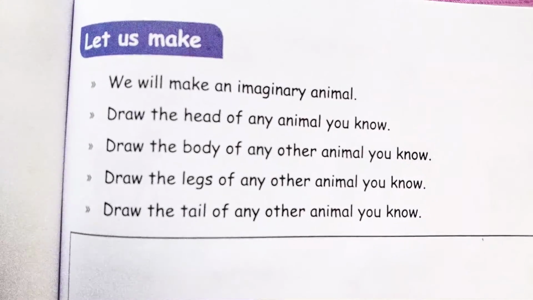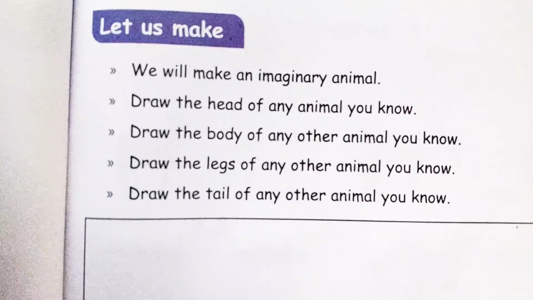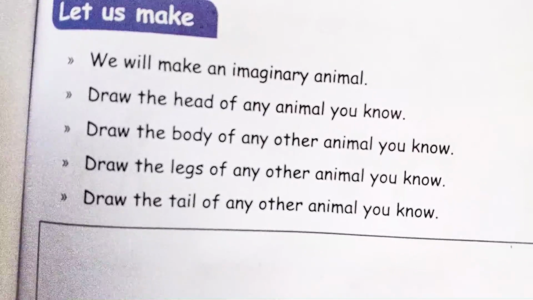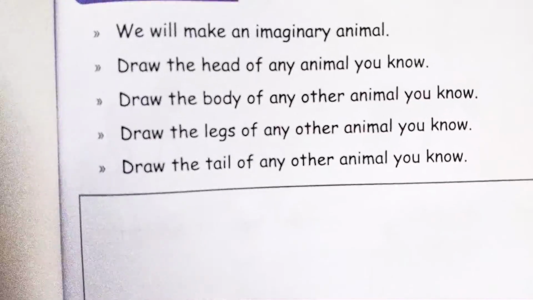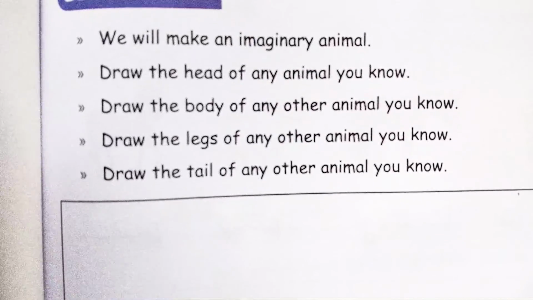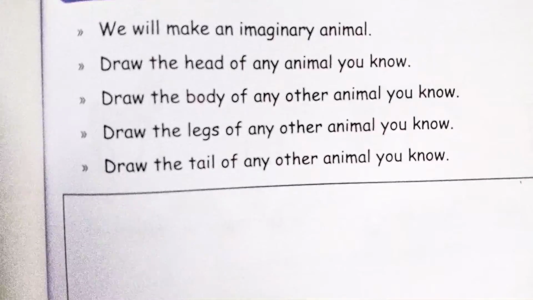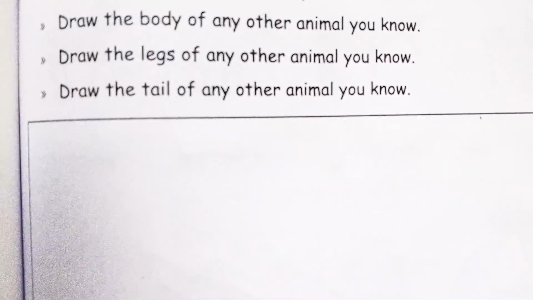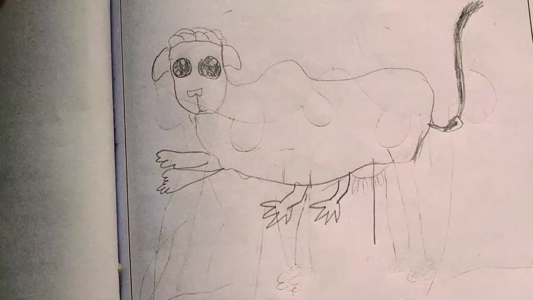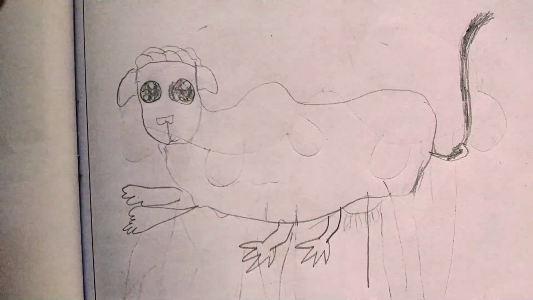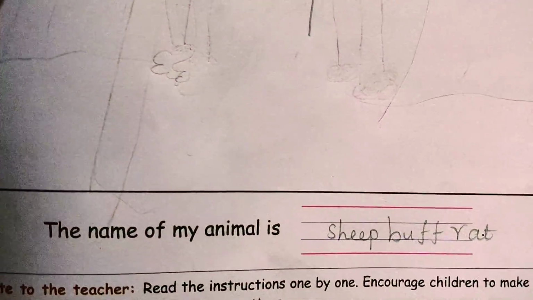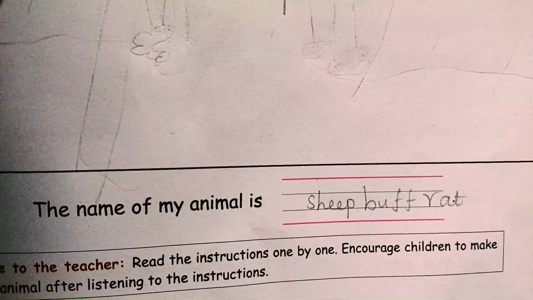Let us make an imaginary animal. Draw the head of any animal you know. Draw the body of any animal you know. Draw the legs of any other animal you know. Draw the tail of any other animal you know. Now I finished drawing my animal. The name of my animal is Shibafrat.